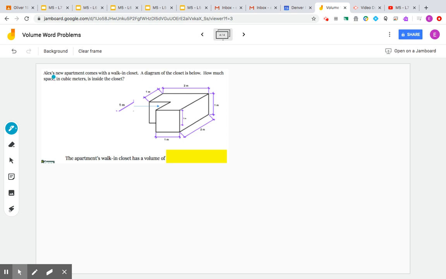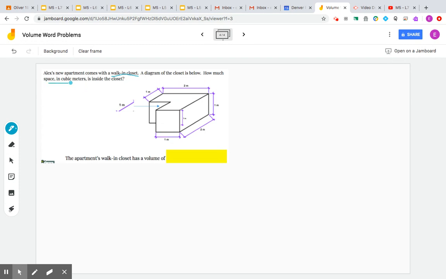So our problem is talking about our friend Alex's new apartment. And it came in with a walk-in closet, which Miss Oliver would really love because she has way too many clothes. So Alex's new apartment, this is his walk-in closet. This is the diagram that architects are pretty much going to give you when you're looking at models of houses. Has all the dimensions and the general shape of the closet.